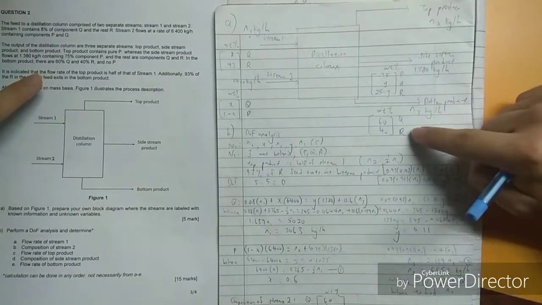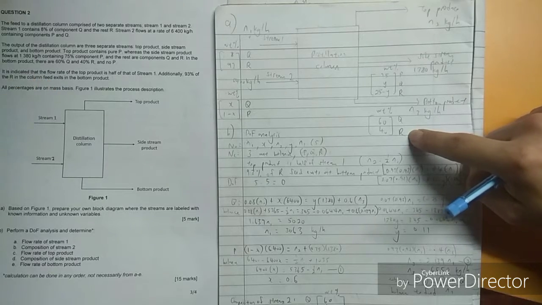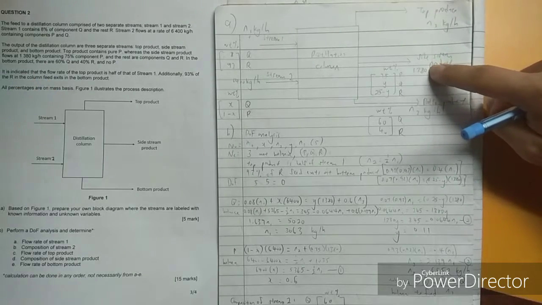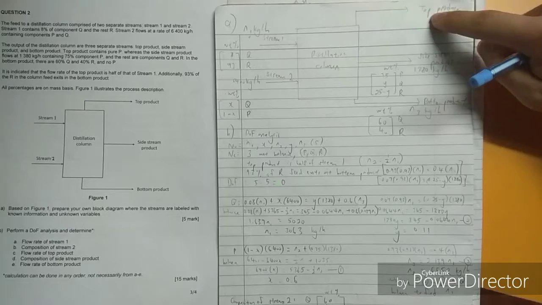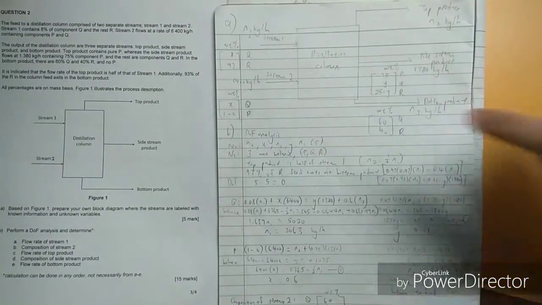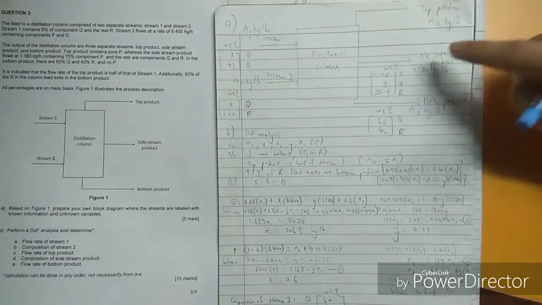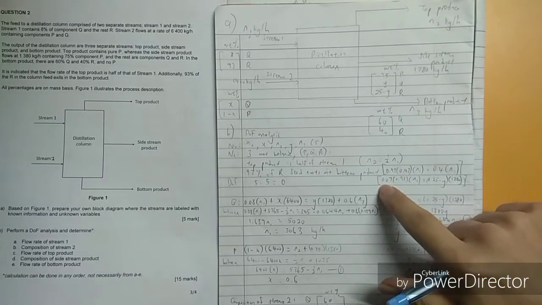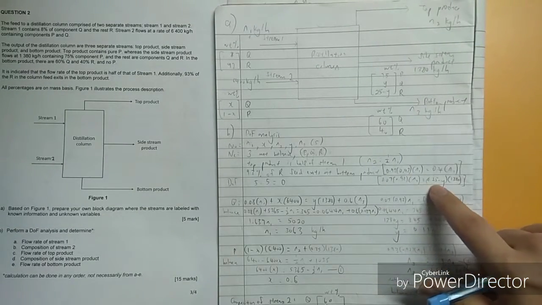So the bottom product is 93%. So the side product is 7%, because the top product has no R. So the total product must be 100%. So 93% is in the bottom product, so 7% must be in the side stream product. So we can know that the 7% from the side stream product is equal to 0.